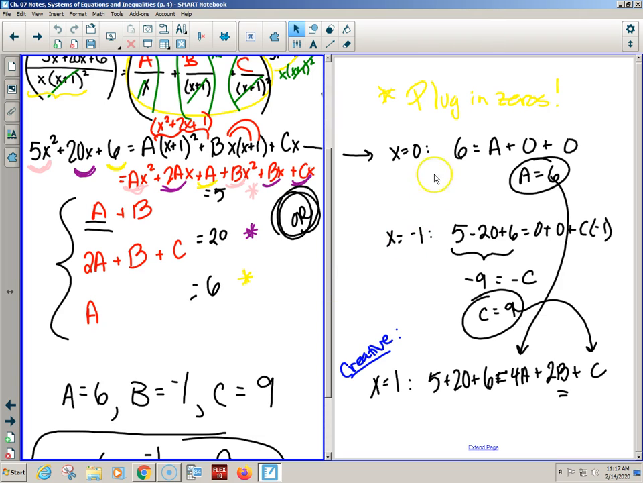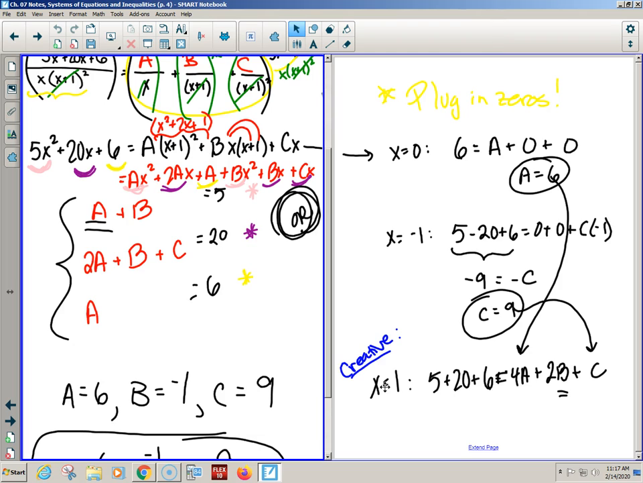Nice. But wait, we plug in 0, we get A. We plug in -1 and A, we get C. We plug in A and C, and wait a minute, we ran out of zeros. We only had 2 zeros: we had 0, we had -1. What did I do next?